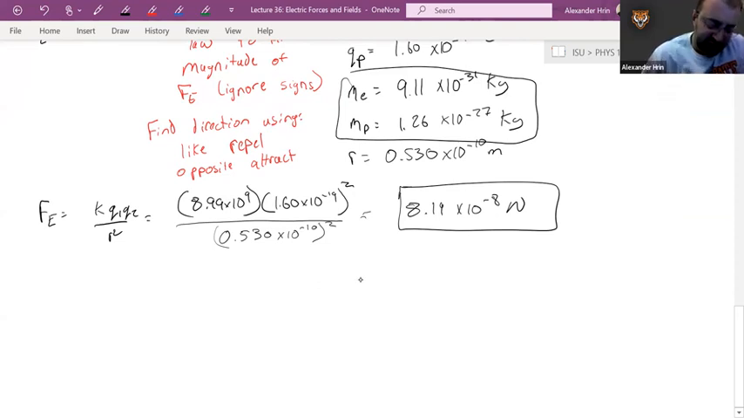Now, if we wanted to find the gravitational force, well, G M1 M2 over R squared. So this is going to be 6 point, and signs 6. Okay. Signs don't come into play here.